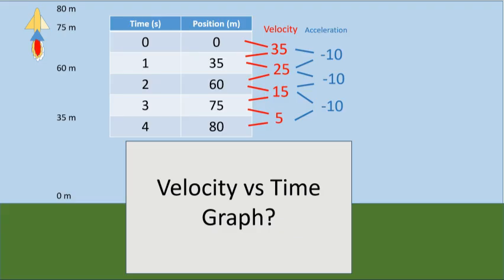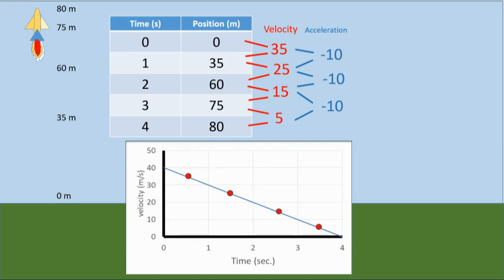What does the velocity versus time graph look like? So imagine you just plotted these velocity numbers in red, and because you're going in between the two different times, you put them right in between those times. Draw a straight line through it. All right, and so that is your velocity versus time graph. You can see that it's positive, but it's getting closer to zero as it slows down.